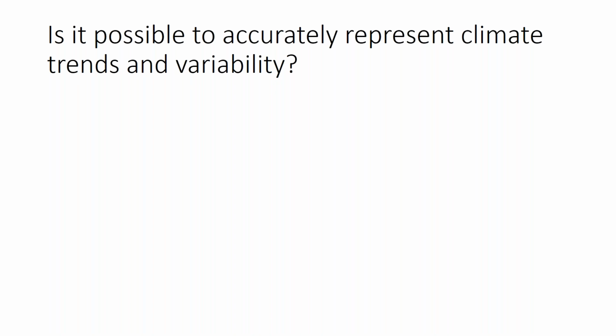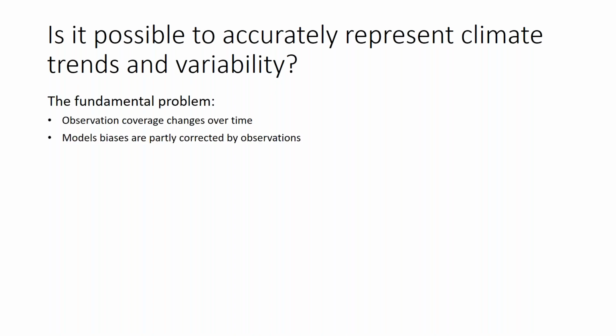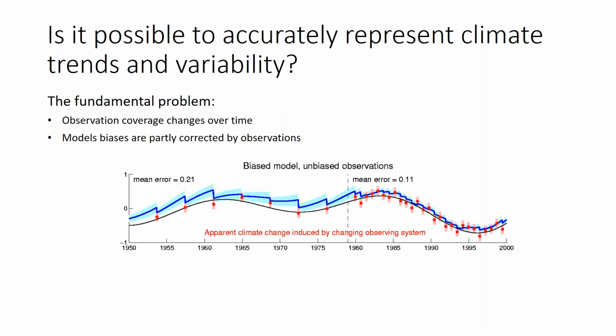I mean, I know that's a controversial subject that's been discussed over the years. Some people would say you really can't use reanalysis for climate. I don't agree with that, but you definitely have to be careful. So I do want to talk for 10 minutes about this question. Is it possible to accurately represent climate trends and variability in reanalysis?